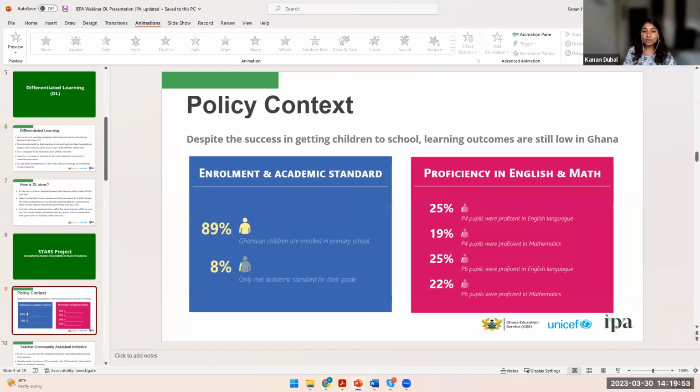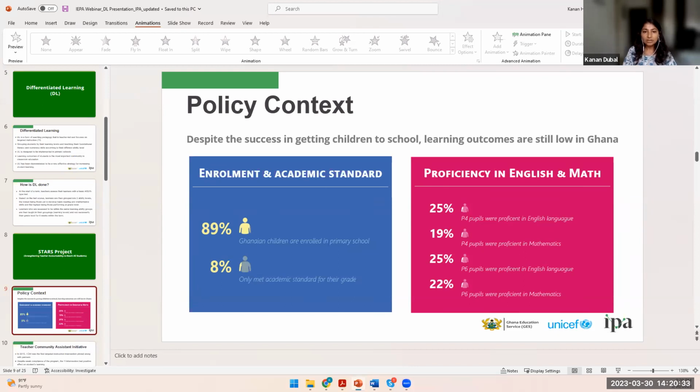UNICEF Global Initiative on Out-of-School Study conducted in 2012 indicated that 89% of the Ghanaian children were enrolled in primary, but only 8% met the basic academic standards for their grade. This means students were in school, but not learning. The other data point was that the 2016 National Education Assessment found that fewer than 25% of the pupils in P4 were considered proficient in English, 19% were proficient in maths, and at P6 level, only 25% were proficient in English and 22% were proficient in maths.